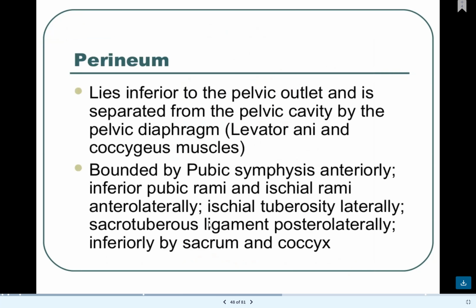Perineum. I've given you a lot about perineum. So perineum is just the inferior border to the outlet of the pelvis, and the perineum is actually separated from the pelvis by the pelvic diaphragm.